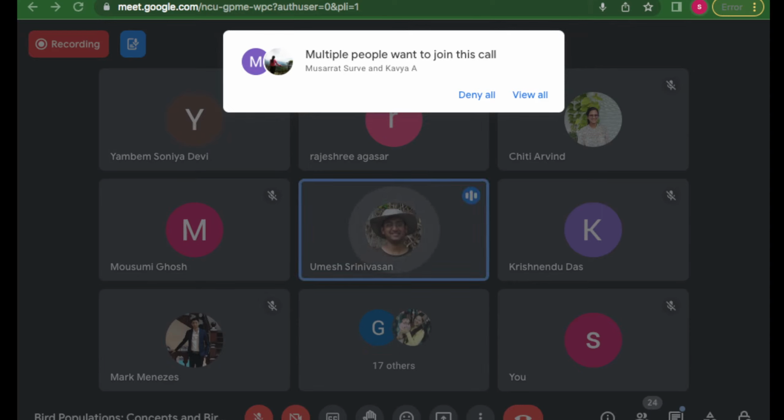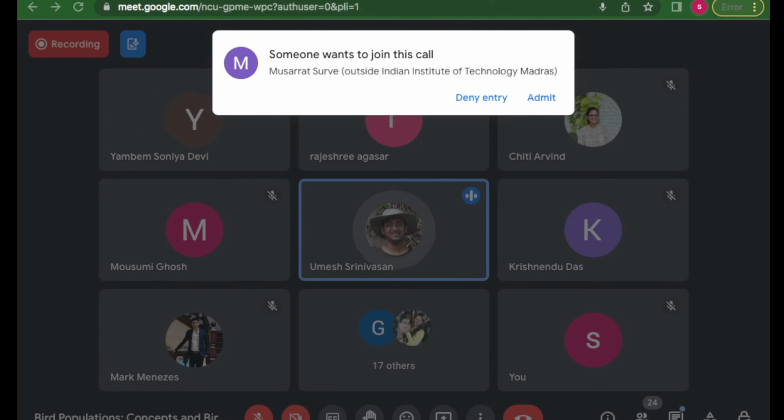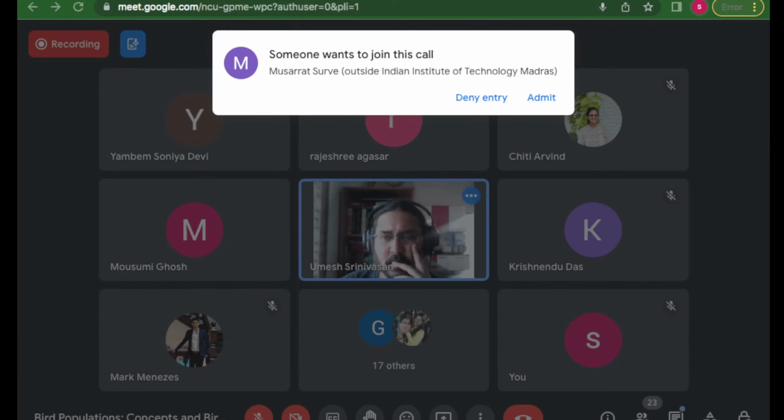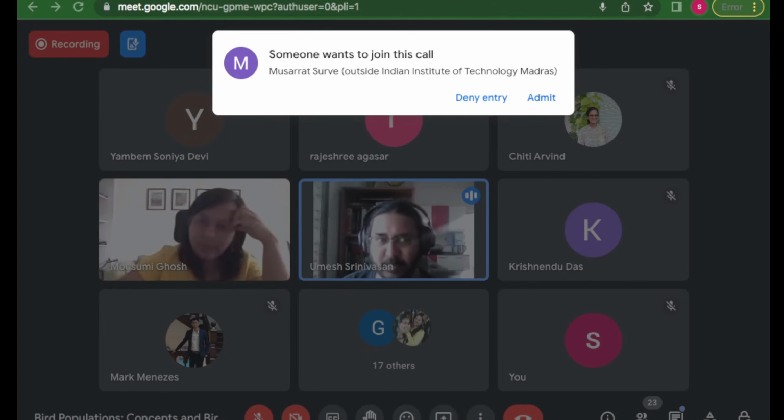I think Govind has a question in the chat box, which is: how are the populations of migratory birds or those that are nomadic assessed? So birds that are migratory will have summer home ranges and winter home ranges, and so they will have summer population densities and winter population densities, right?